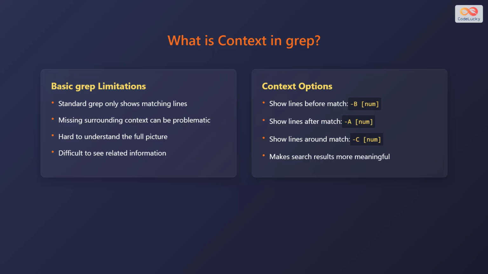These options allow you to show lines before a match, using the flag -B followed by the number of lines. Show lines after a match using the flag -A followed by the number of lines. Show lines around a match using the flag -C followed by the number of lines. Using these context options makes search results more meaningful.